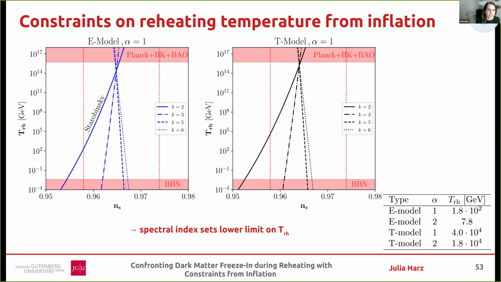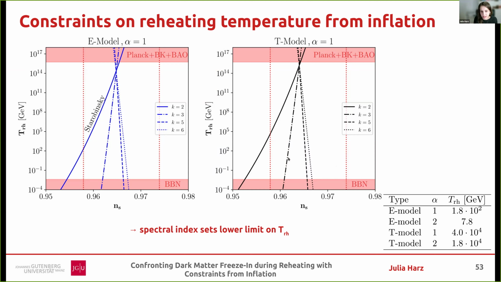Or to show it in plots, you see here the spectral index and here the reheating temperature for the different models. And now, depending on K equals 2, 3, 5, or 6, you see here the allowed region we have from Planck for the NS parameter. And you see we get a lower limit on the reheating temperature in case of the K equals 2 scenario. So meaning the reheating temperature that I previously was varying as a free parameter has actually a lower limit if I really look into a specific inflationary model.